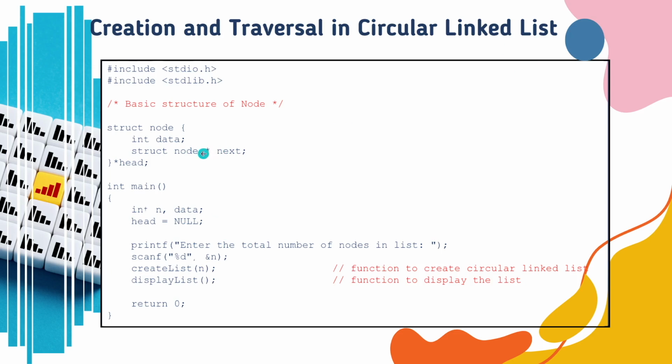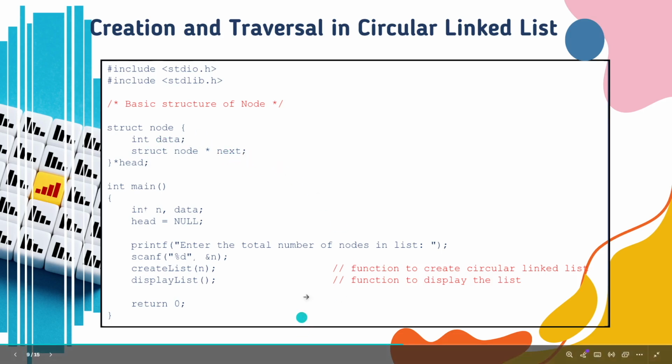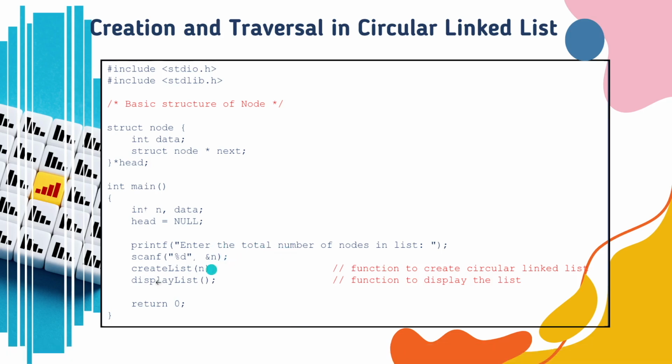Here what you see is the routine for a singly circular linked list. You can see that from the node definition itself. It contains one data and one self-referential structure named next, so it is a singly linked list. Here we ask the user how many nodes are to be created, and then we make a call to the create list and display list functions.